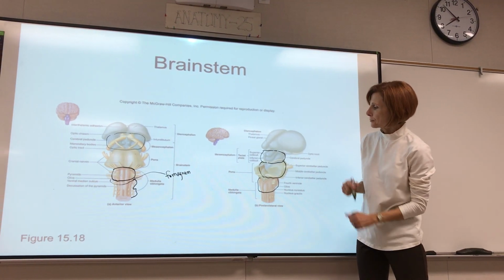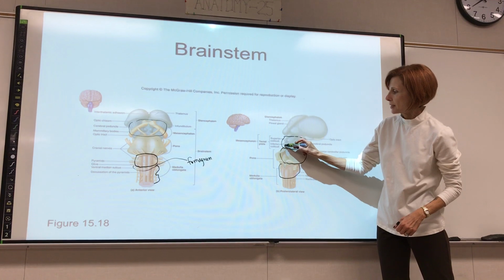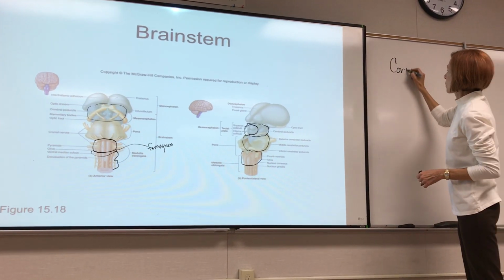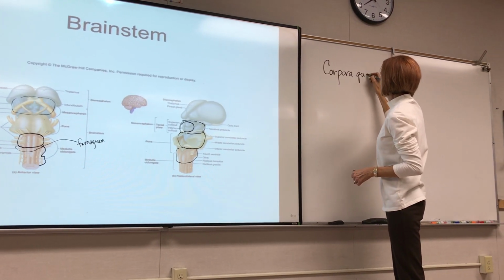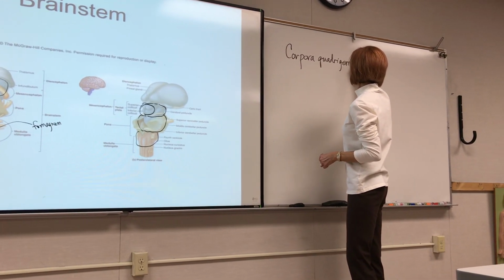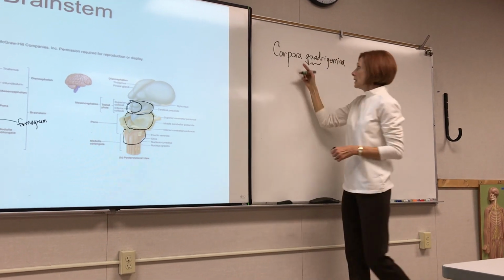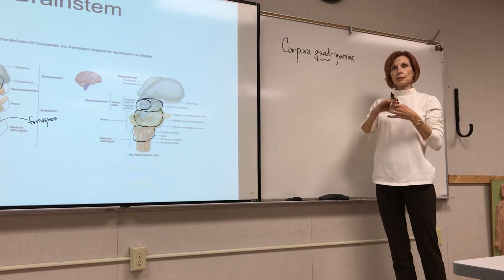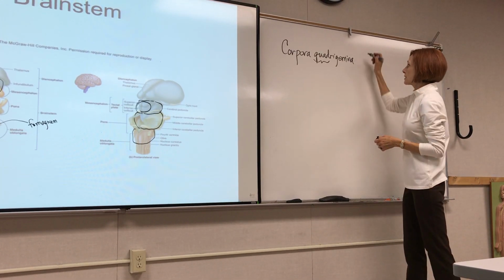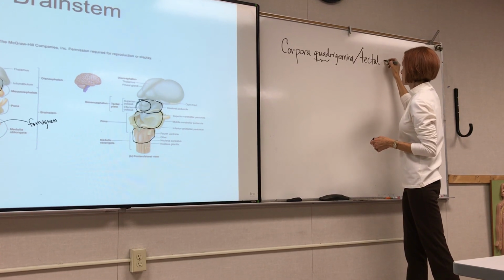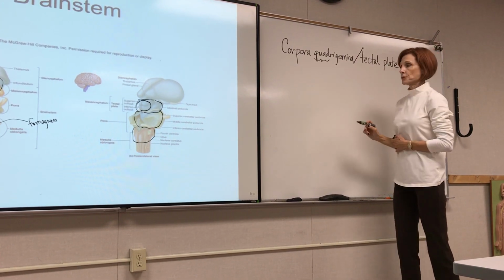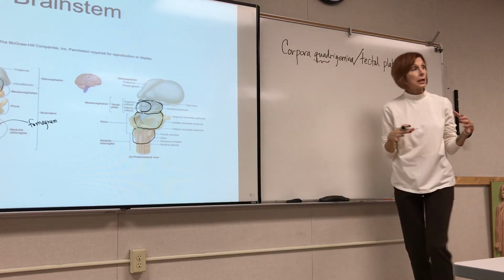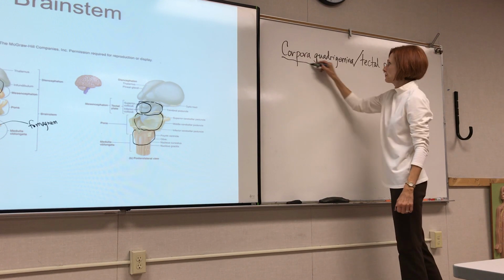We're gonna start with these 4 little bumps right here, okay? The 4 little bumps on the posterior side. Together, these are called the corpora quadrigemina because there are 4 of them, okay? Quad meaning 4, and corpora means bodies. So this name tells you there are 4 of these little kind of bulges. This is also referred to as the tectal plate. The whole area can also be called the tectal plate. I don't care which name you use, okay?